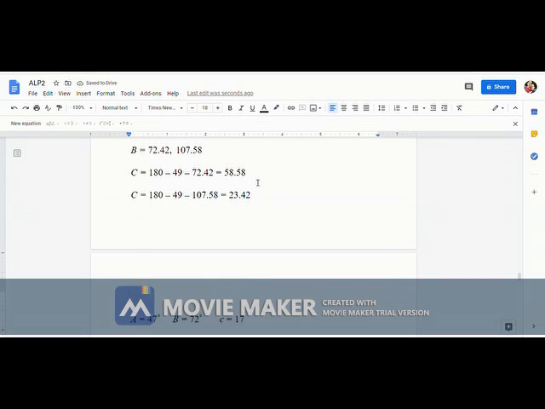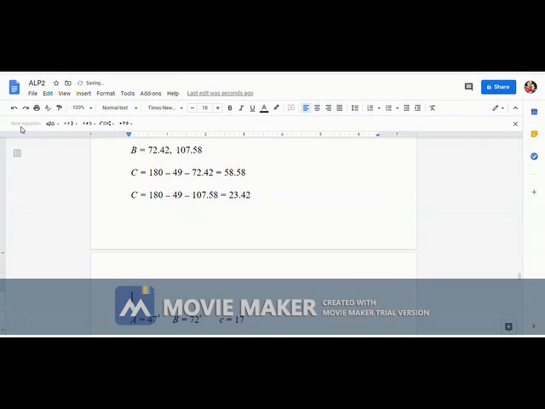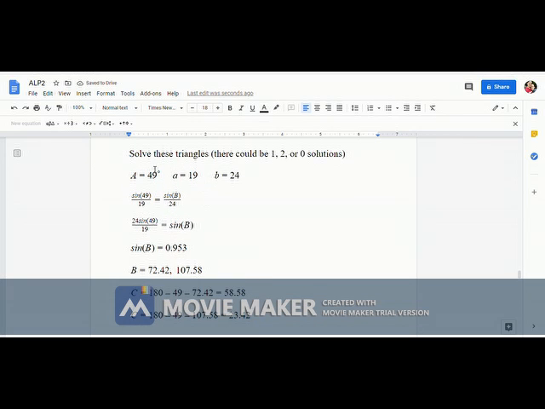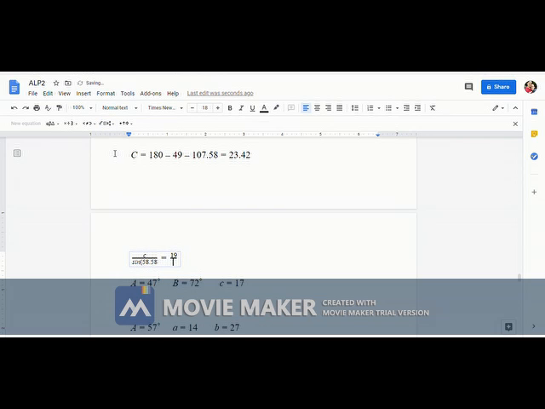So we know these are the two solutions for C, and so now we can use those two solutions to find the two different lengths for side C. So we use a lowercase c for that. Okay, but we have to use the law of sines here. So C over sine 58.58 equals, we'll use side A and angle A since we have the most exact solutions for those. So that equals 19 over sine 49.